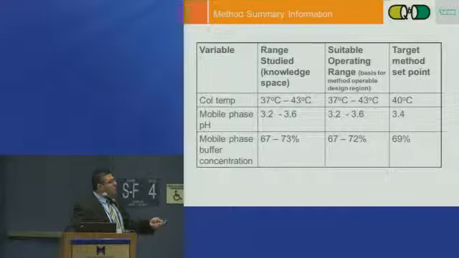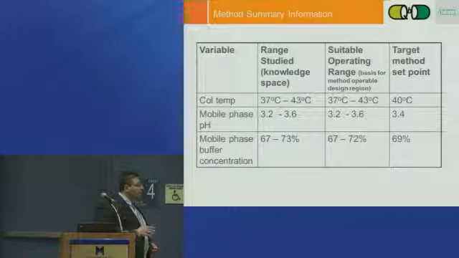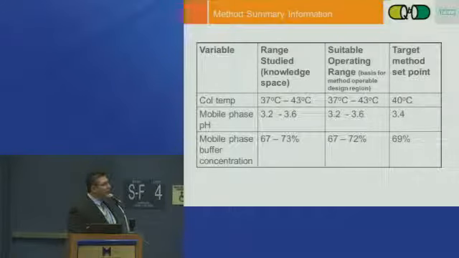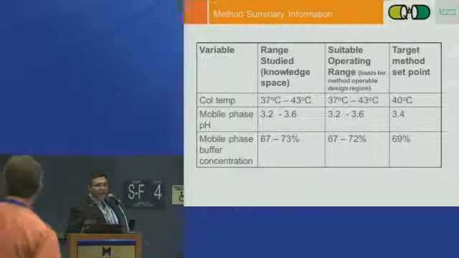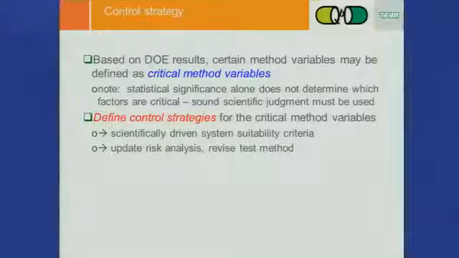Here's my knowledge space. This is the region I studied. The operating range, basically the basis for the method operable design region, and then what your set point is. Originally, the method set point was at 70%. Now we moved it to 69%. We know that the instrument variability has a tolerance of plus or minus 2%. So when we have a suitable operating range of 67 to 72, we're within the operating range of the instrument. Obviously, you can never set a control tighter than your instrument variability. So based upon the DOE results, we define the method variables and we define the control strategies. Once again, they're scientifically driven system suitability criteria.